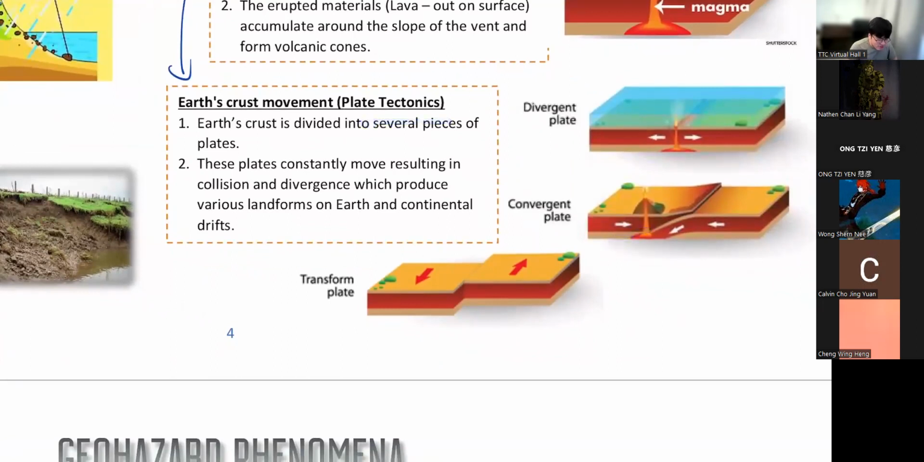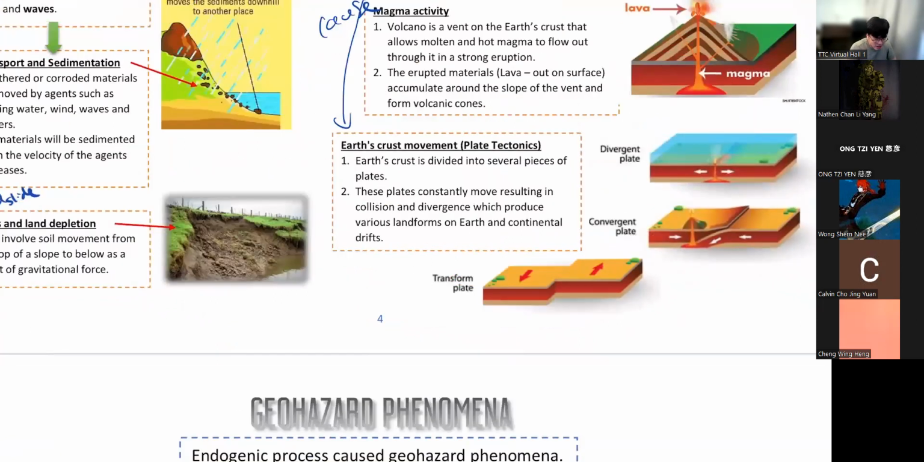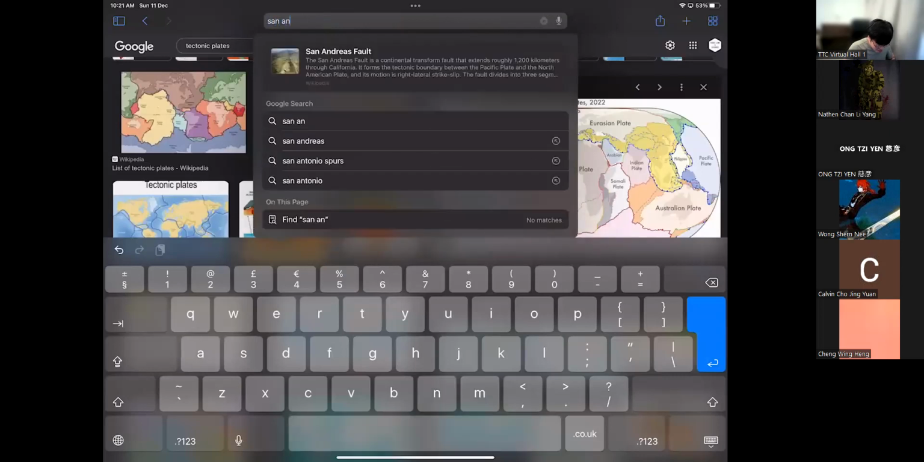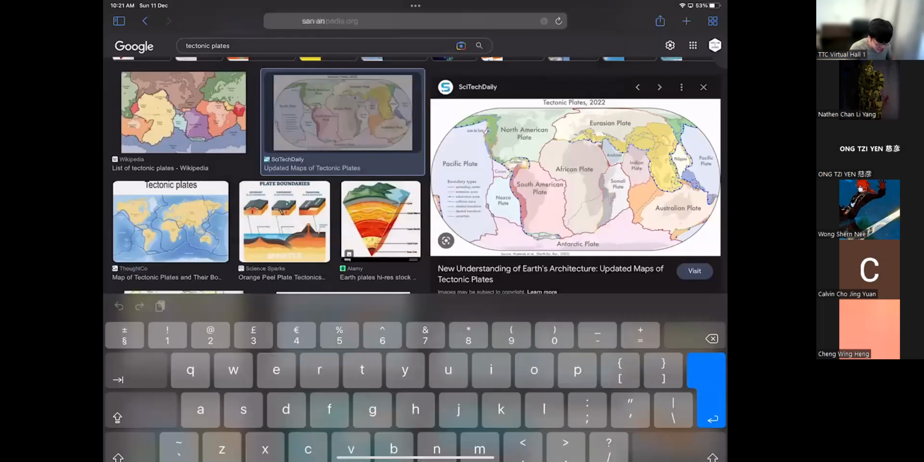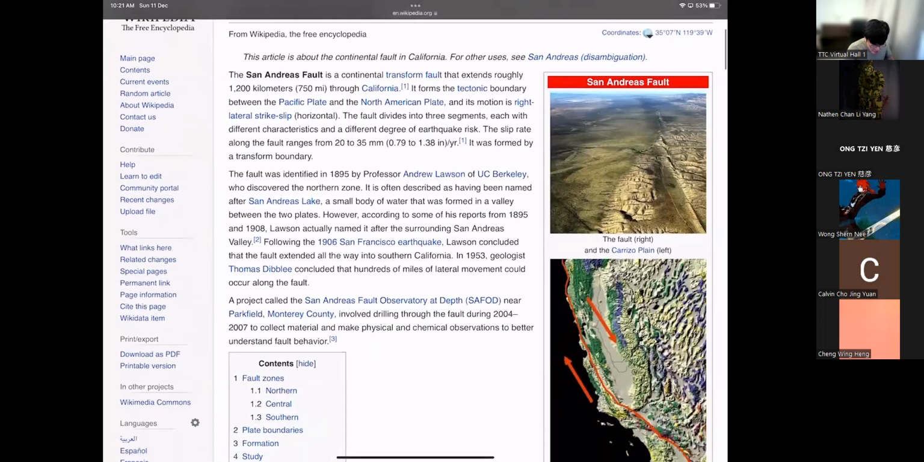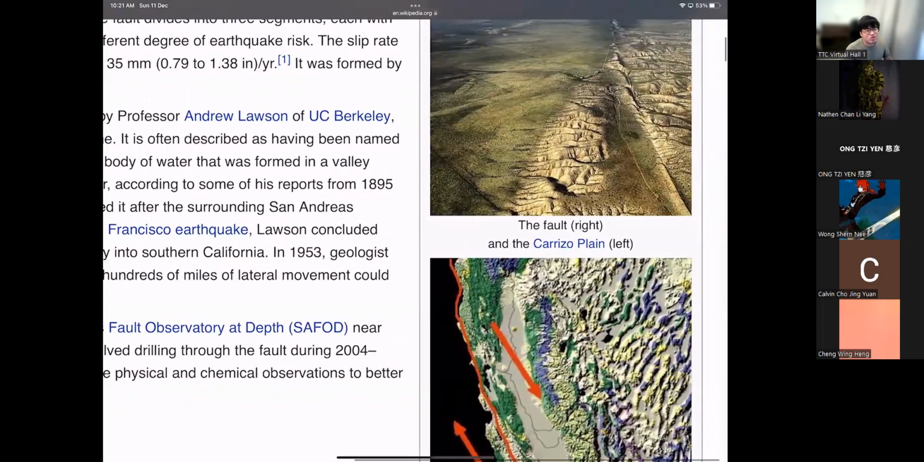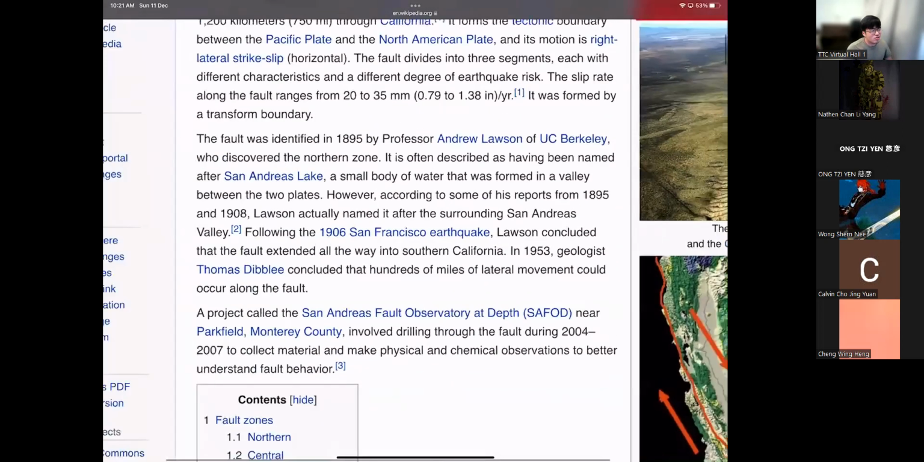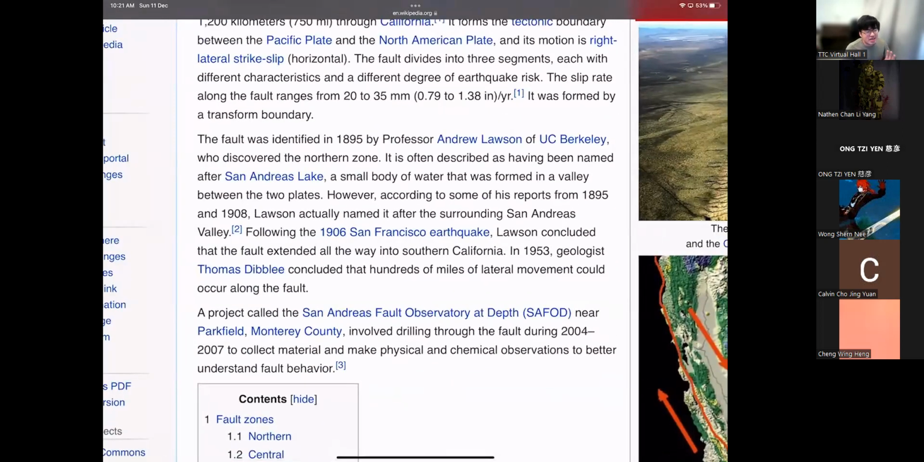And have you heard of the San Andreas fault line? Yes, the San Andreas fault line. This is right next to California. According to prediction, they say this can move anytime. They are due for movement for like 50 something years. Anytime when they move, California will have a massive earthquake.